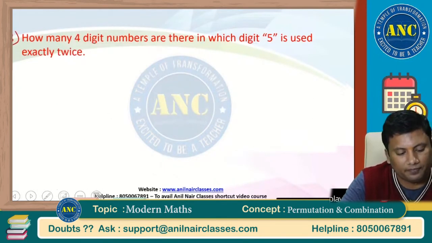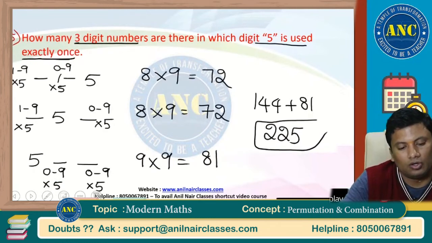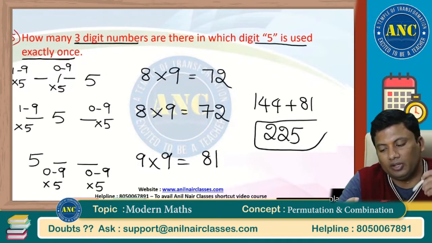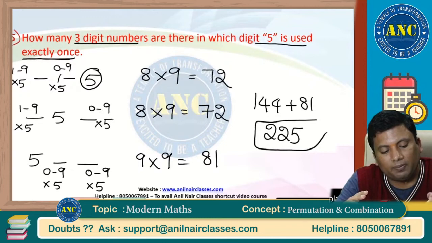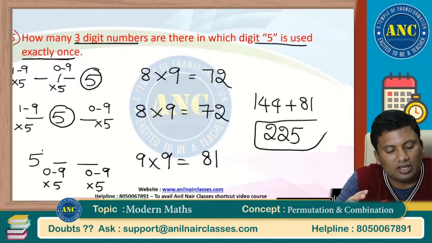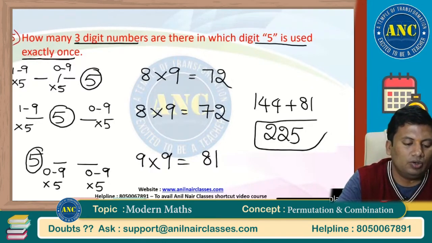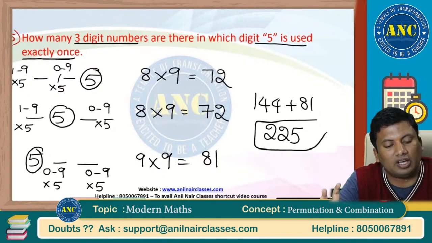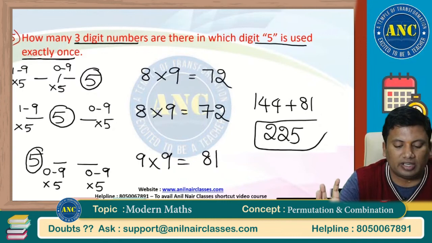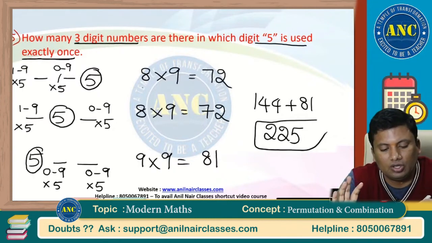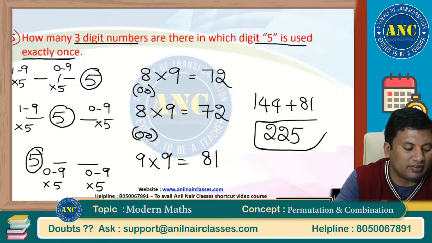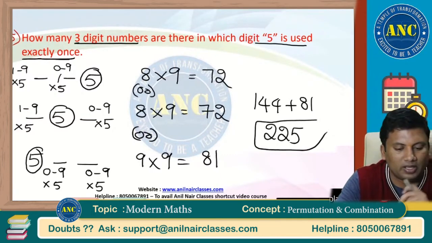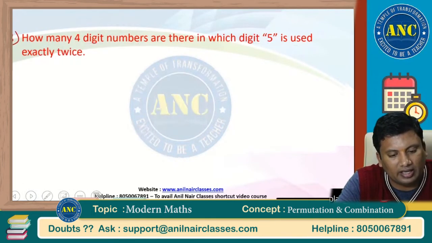Next one. Digit 5 can be used at least once in the units place or tens place or hundreds place. Leftmost cannot be 0, rightmost it can be 0. So 72 plus 72 plus 81. I hope the idea is clear.